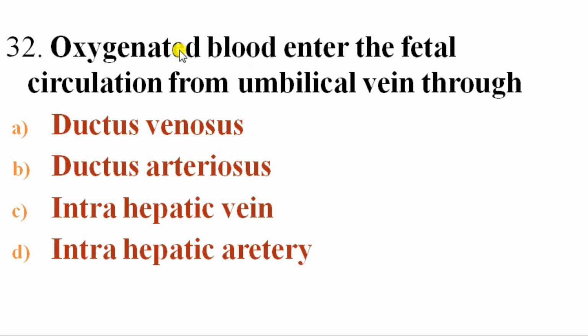Next question. Oxygenated blood enters the fetal circulation from umbilical vein through options A. Ductus venosus, B. Ductus arteriosus, C. Intrahepatic vein, D. Intrahepatic artery. Answer is A. Ductus venosus. So the oxygenated blood enters into the fetal circulation from umbilical vein through ductus venosus. That is, this ductus venosus empties oxygenated blood into the inferior vena cava from umbilical vein.